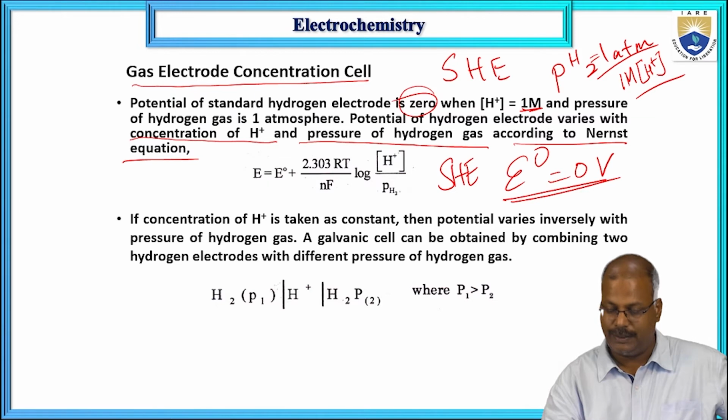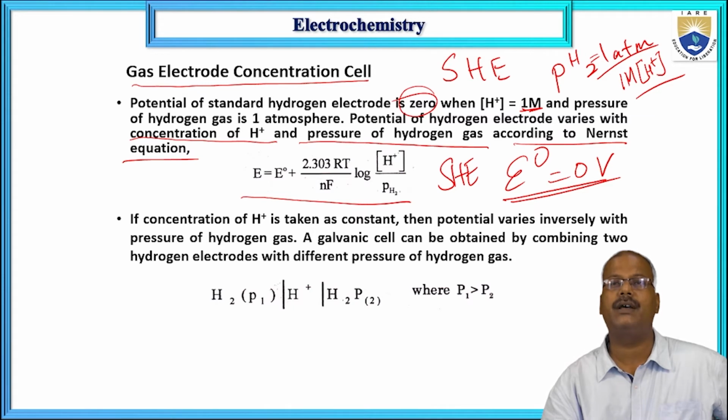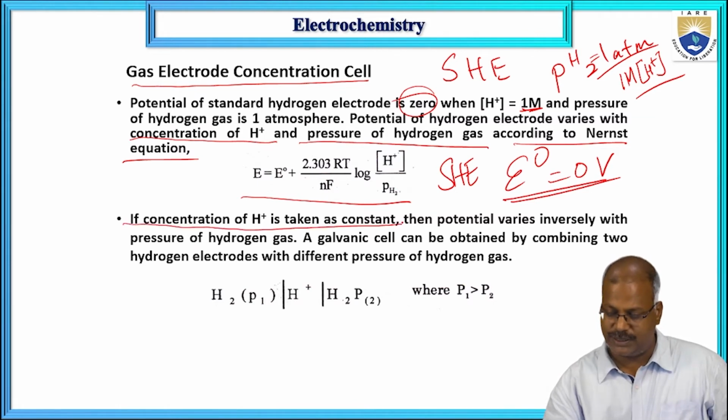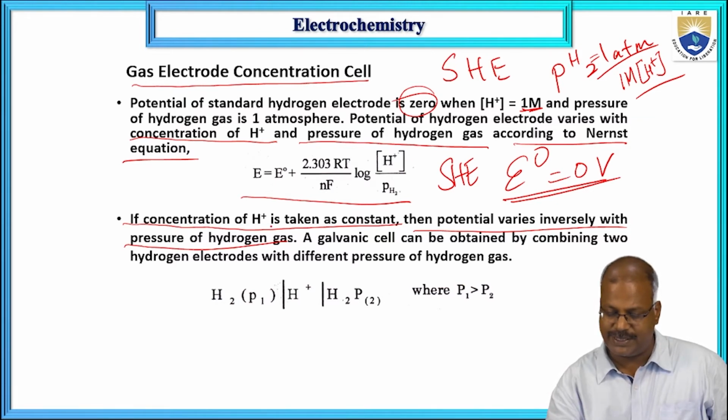Then the Nernst equation is given by E is equal to E naught plus 2.303 RT by NF log concentration of H plus by pressure of hydrogen. If the concentration of H plus is taken as constant, then the potential varies inversely with the pressure of hydrogen gas.